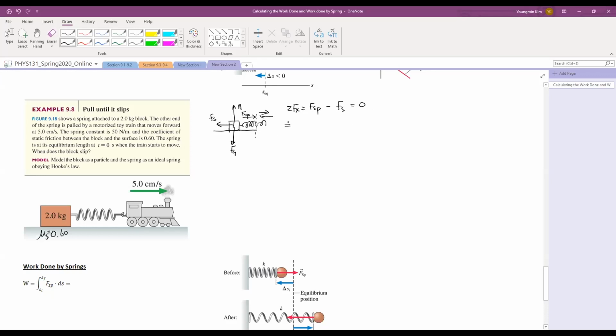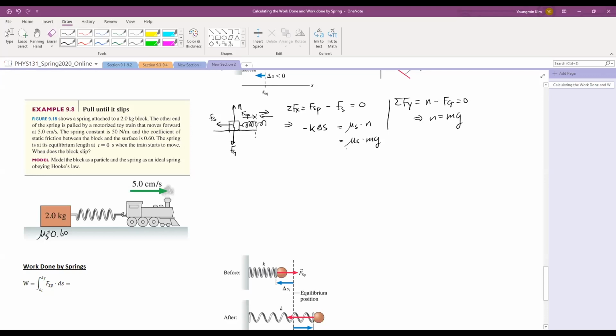So here the force of the spring is minus k delta s. That is equal to the static friction, which is the coefficient times the normal force. And of course, the normal force in this case: N minus the force of gravity is equal to 0. So N is equal to mg.